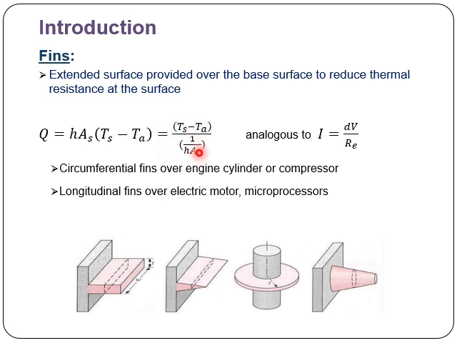If you consider this equation, that is Q equal to delta T by 1 upon hA, it is analogous to the current flow, which is equal to dV by Re, where I is the current flow, dV is the potential difference, that is voltage difference, and Re is the electrical resistance. So if you compare these two equations, then 1 upon hA is analogous to electrical resistance. So 1 upon hA is called a thermal resistance. This thermal resistance at the surface is to be reduced. If you could reduce this thermal resistance, then we can enhance the heat exchange.